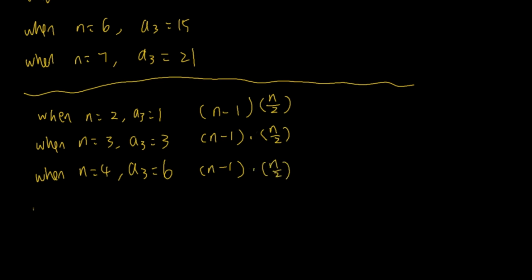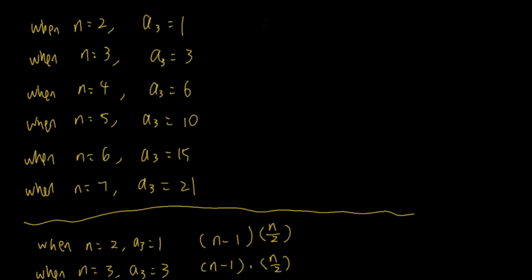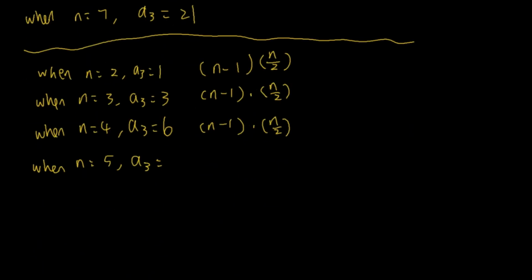I will just do one more. If it works, it works. When n is equal to 5, then a3 is equal to 10. So a3 is equal to 10. Let's start with n minus 1 times a number. If we put n equals 5, 5 minus 1 is equal to 4. 4 times what gives you 10?